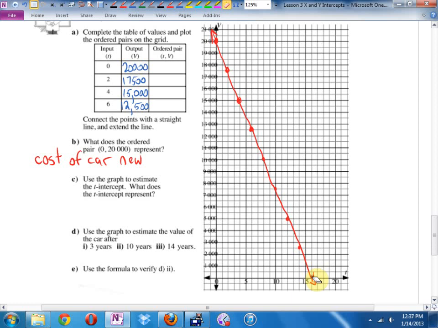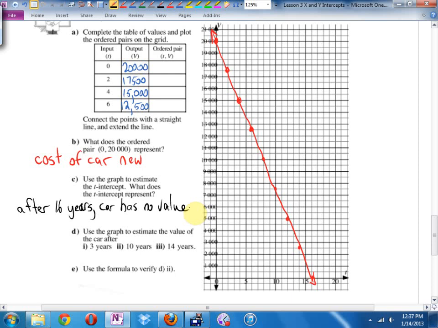More specific. Yeah, it's a value, I guess, but more specific. How many years? 16. So after 16 years, what's this car worth? Nothing. After 16 years, the car has no longer any value.